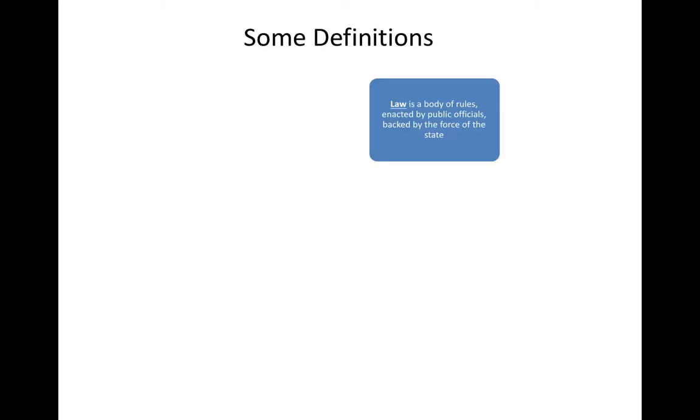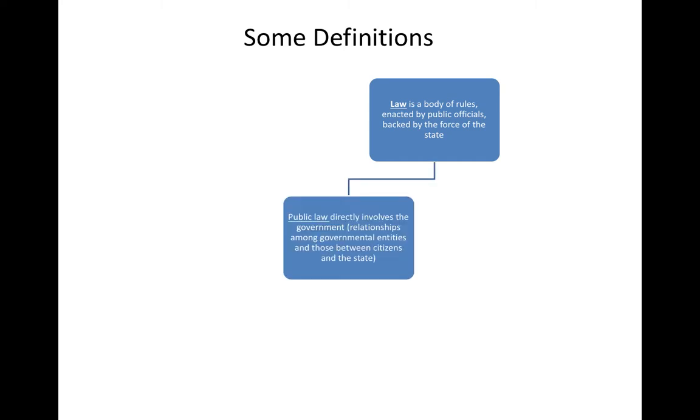Okay, so on to our overview of the American legal system. As before, it's important to get some definitions out of the way. If we're going to talk about the ways in which the courts are organized and the ways in which the federal and state courts not only overlap with each other, but overlap within the state court realm and within the federal court realm, then let's get some definitions on the table first. So again, the definition of law that we're working from is a body of rules that are enacted by public officials and backed by the force of the state.